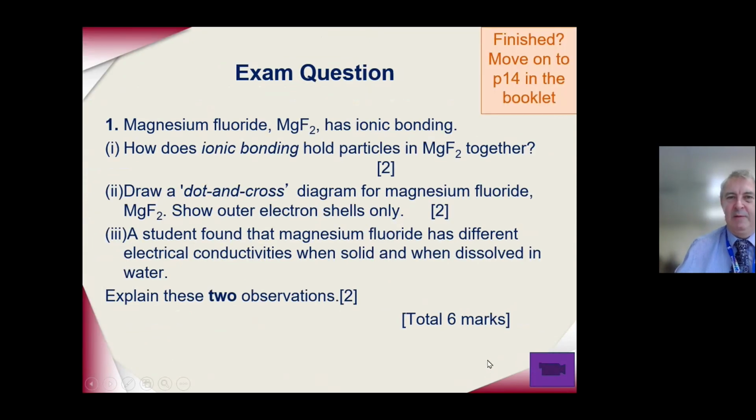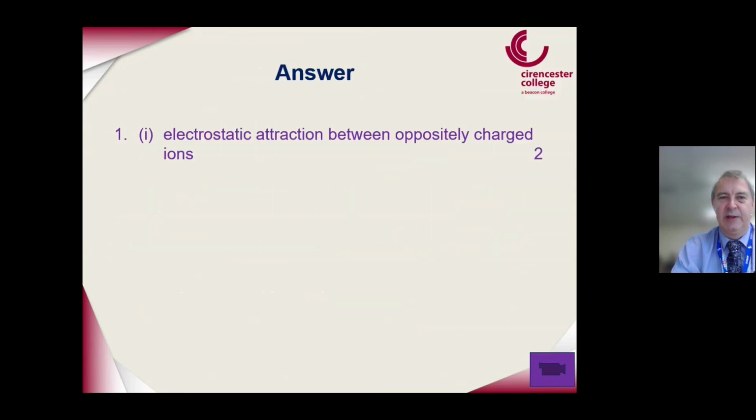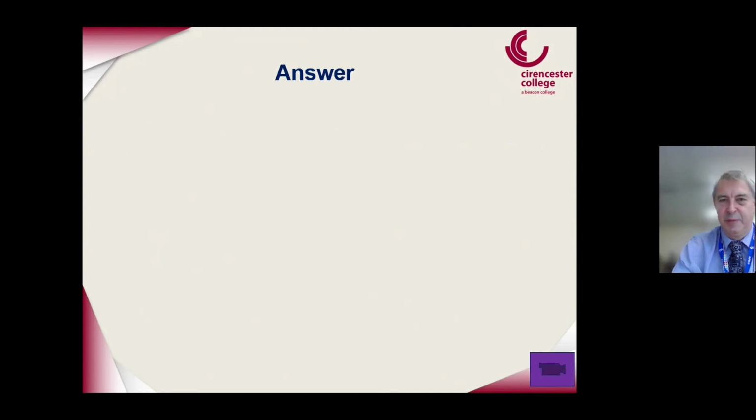Okay. Right, so here's an example exam question. Magnesium fluoride has ionic bonding. How does ionic bonding hold particles in MgF2 together? Okay, so let's have a quick look at the answer. So the answer is electrostatic attraction between oppositely charged ions. So where are the two marks? Electrostatic attraction, 1. Oppositely charged ions, 2 marks.